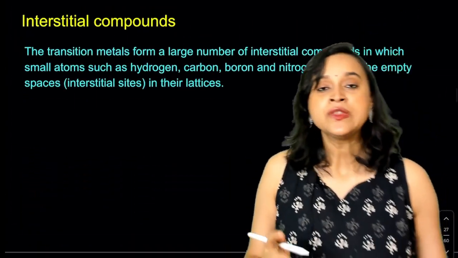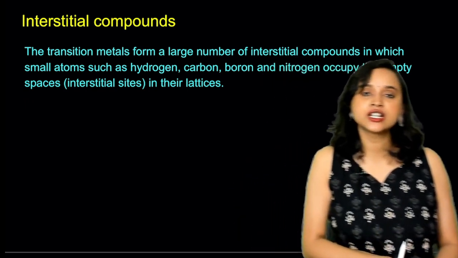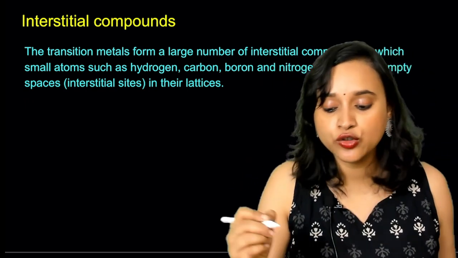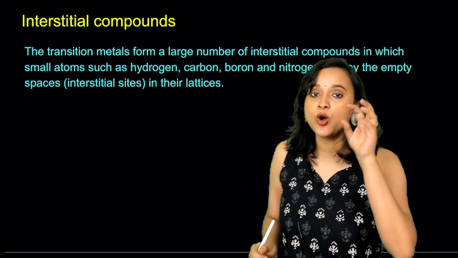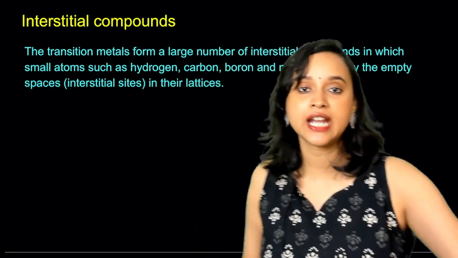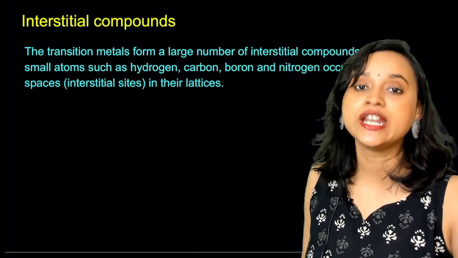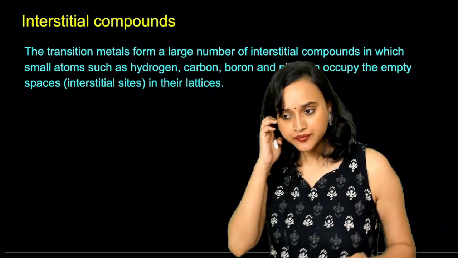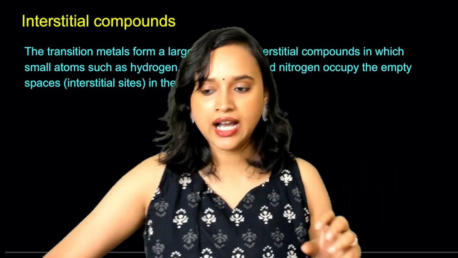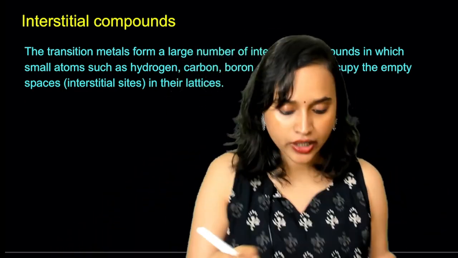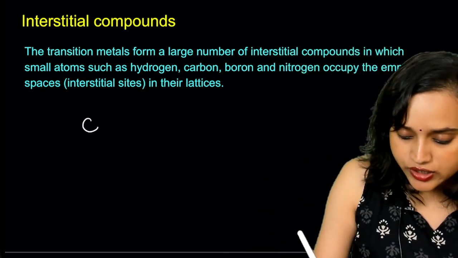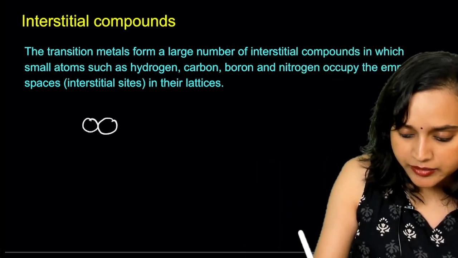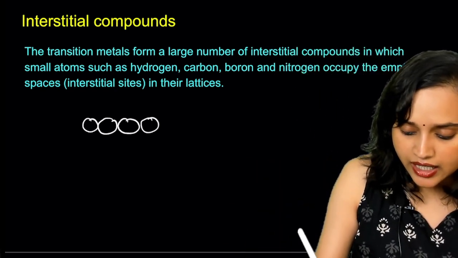It's important. They can also form interstitial compounds. Interstitial compounds are those type of compounds where the smaller atoms like hydrogen, carbon, nitrogen get into the voids. They occupy the voids. There are empty spaces, right? Yes. Suppose, okay, let me try and make this. Suppose this is an atom, there is another atom here, there is another atom here, there is another atom here.